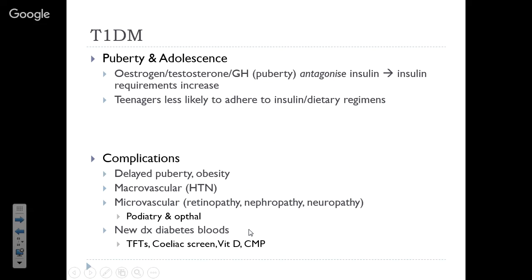The hormonal changes in puberty and adolescence actually antagonize insulin. So throughout that phase of growth, their insulin requirements actually increase. Unfortunately, teenagers are less likely to adhere to insulin and dietary regimens. Complications-wise, it's the classic complications that you would have known about, as well as potentially obesity and delayed puberty, specifically related to growth, and regular review of podiatry and ophthal if needed as well.